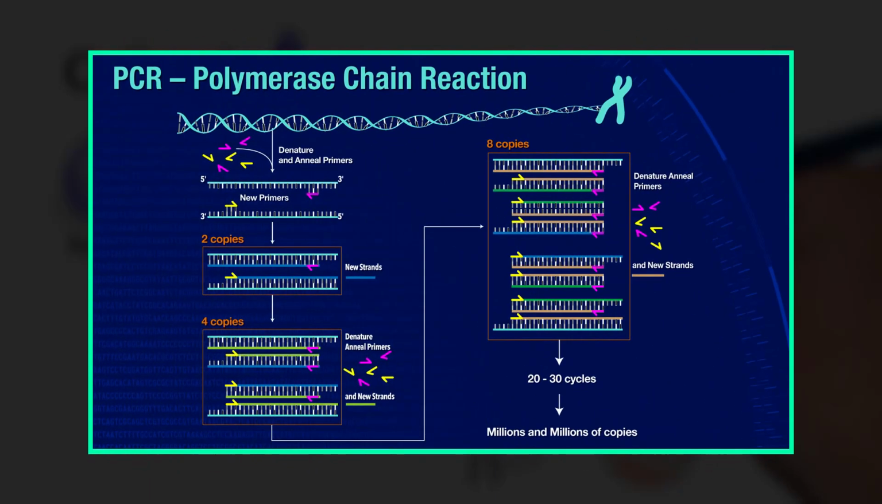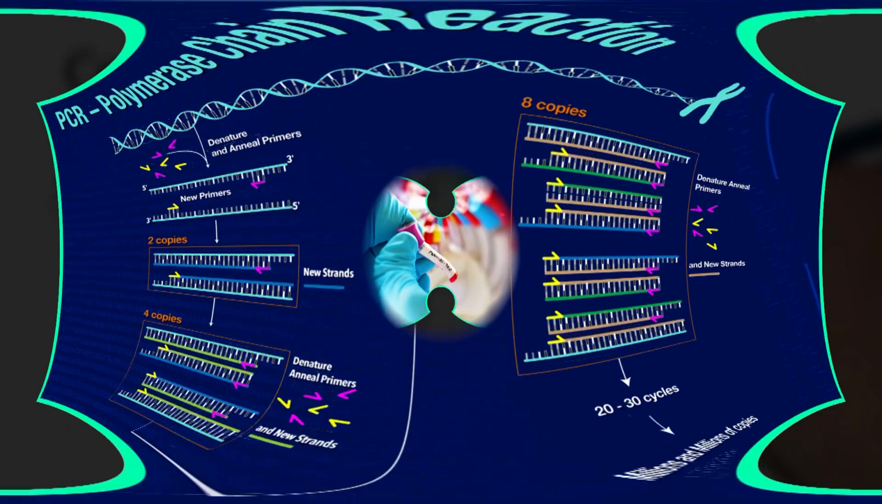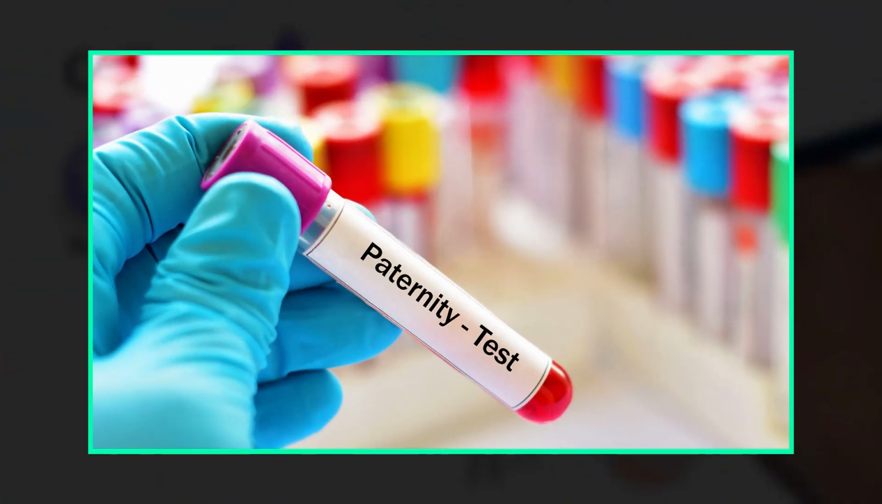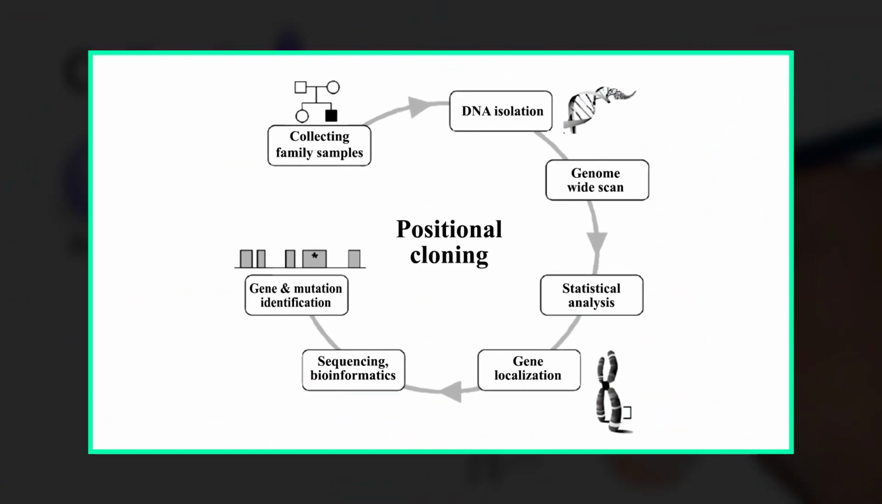The increasing availability of DNA amplification by PCR at the beginning of the 1990s triggered a large number of studies using the amplification of microsatellites as genetic markers for forensic medicine, for paternity testing, and for positional cloning to find the gene underlying a trait or disease.